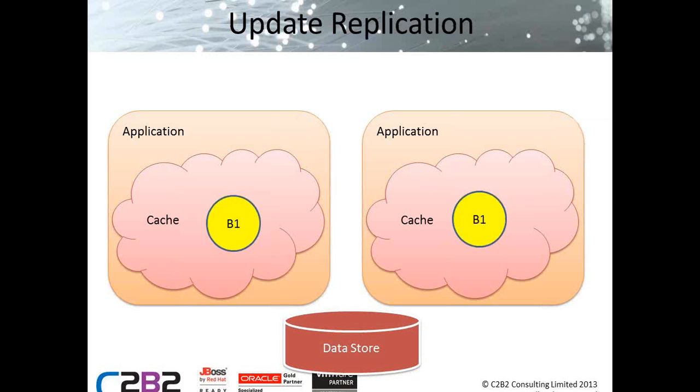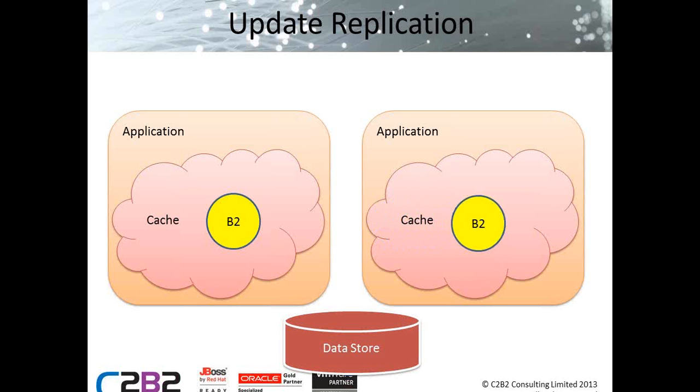The problem occurs with updates, which are the main problem with a clustered cache. So say we have 2 entities sitting in the cache, B1 on both nodes. The problem is what do we do when we get an update to B1 to make that object into B2? We need to keep the cache in sync. There are 2 mechanisms to do that.